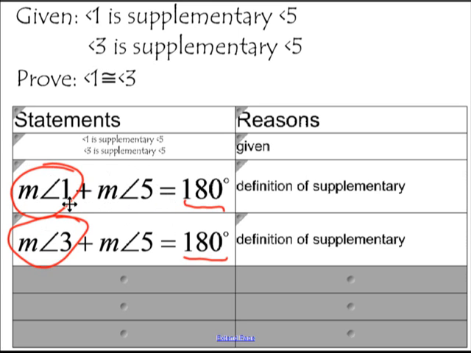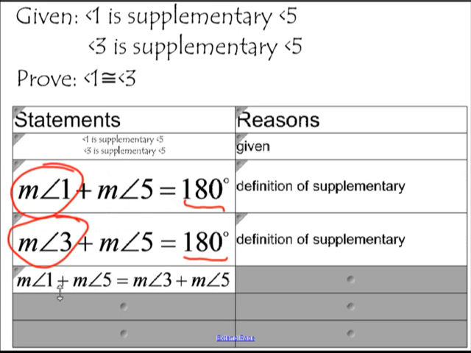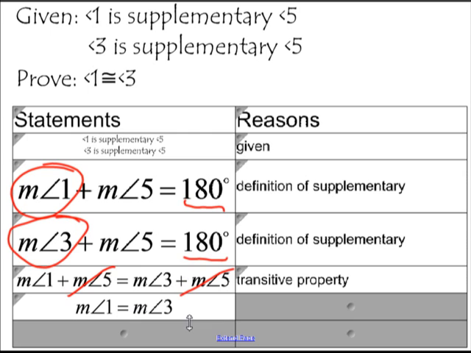So angle 1 plus angle 5 equals 180, and angle 3 plus angle 5 also equals 180. So those two must equal each other. So we can say that the measure of angle 1 plus angle 5 is equal to angle 3 plus angle 5 by the transitive property. Okay. Now I'm trying to get angle 1 and angle 3 to be equal. Well, what do I need to get rid of? I see I need to get rid of angle 5, and conveniently, angle 5 and angle 5 can just be subtracted. So we can subtract angle 5 from both sides of that equation.